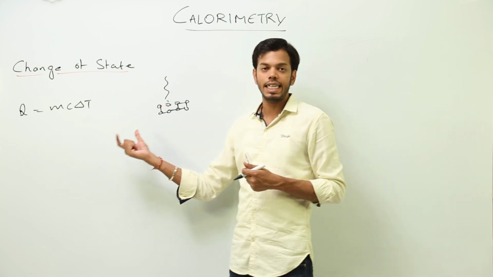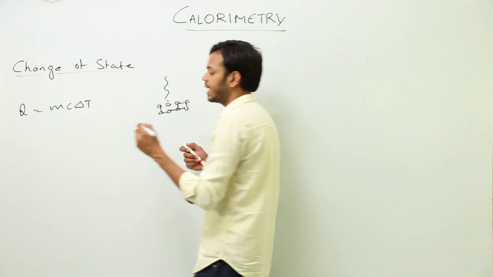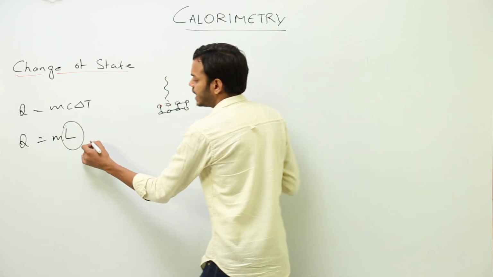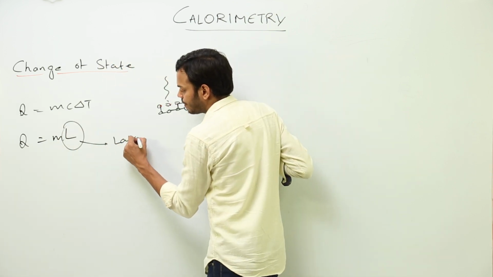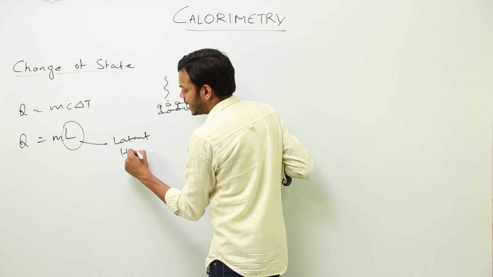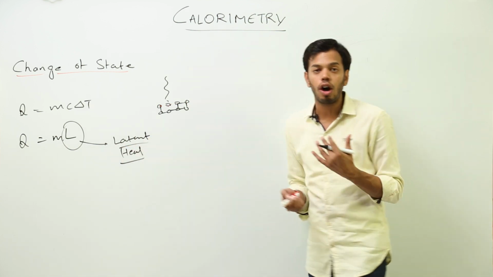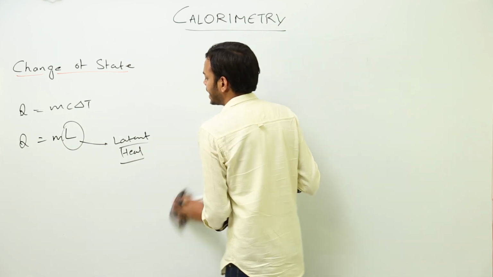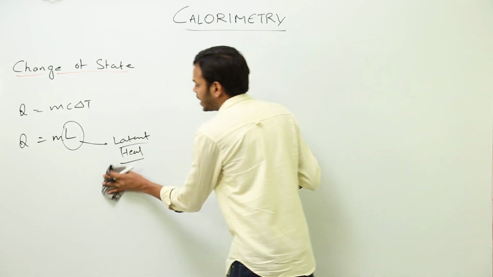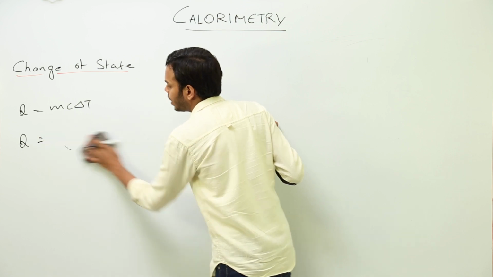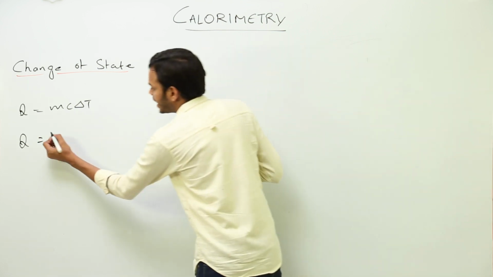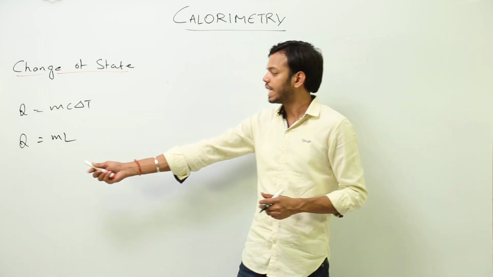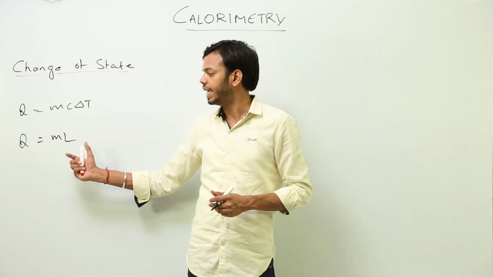So heat does not have only this formula, there is another formula of heat which is called mL, where L is latent heat. Now what is latent heat? Whenever the state of a body changes, the heat is called latent heat. So like specific heat capacity, even latent heat has a formula. The formula of latent heat is Q upon m, which is heat supplied per unit mass is called latent heat.